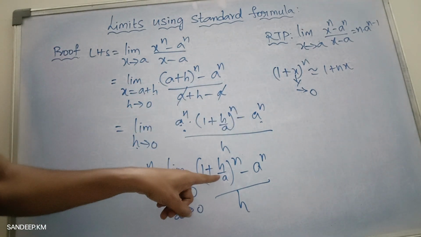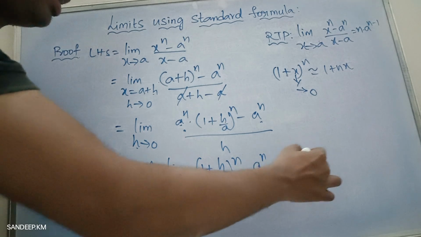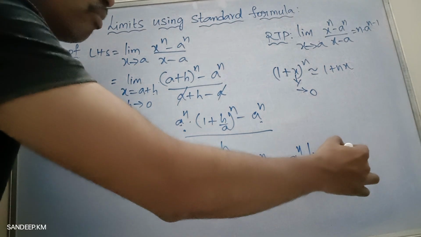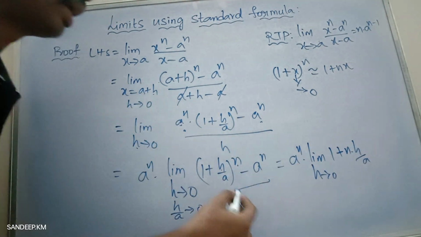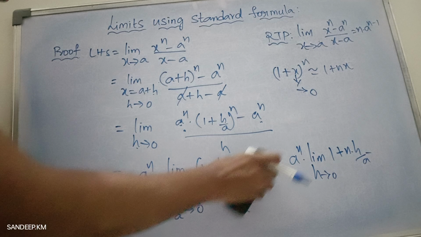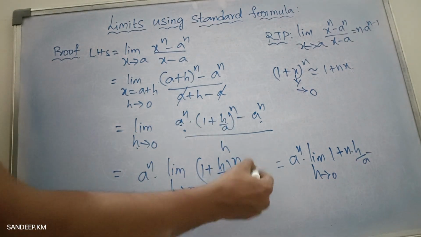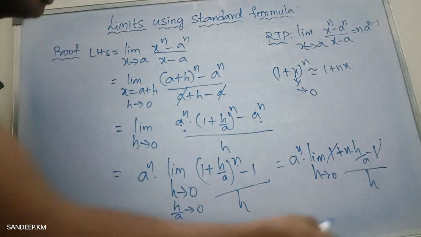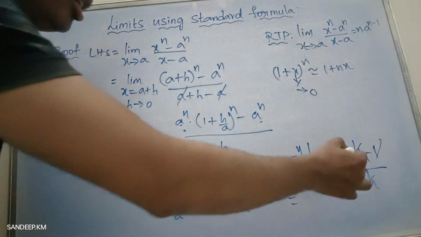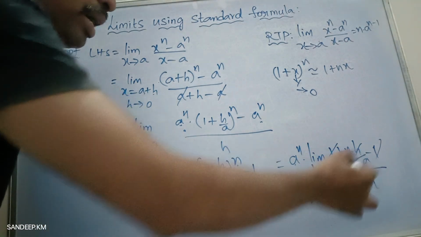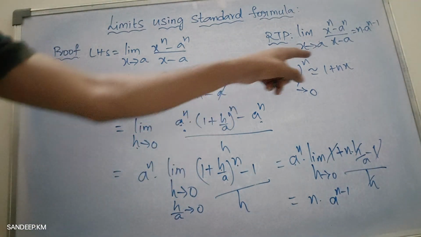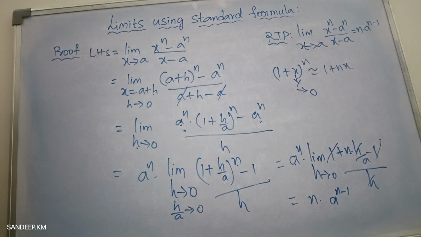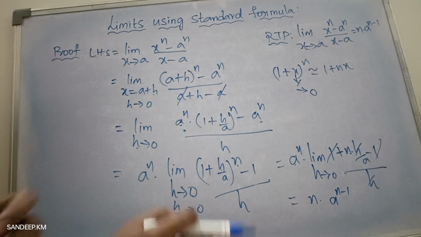So if that is the case, what happens here? A power n into limit h approaches 0, 1 plus n into h by a, I have taken a power n common here and here, right? So here we have 1, minus 1 whole divided by h. So plus 1 and minus 1 gets cancelled, h by h will get cancelled, you will get n into a power n divided by a, which is a power n minus 1. Therefore, we have proved that limit x approaches a, this function is equal to n into a power n minus 1. So we have proved it using binomial expansion.